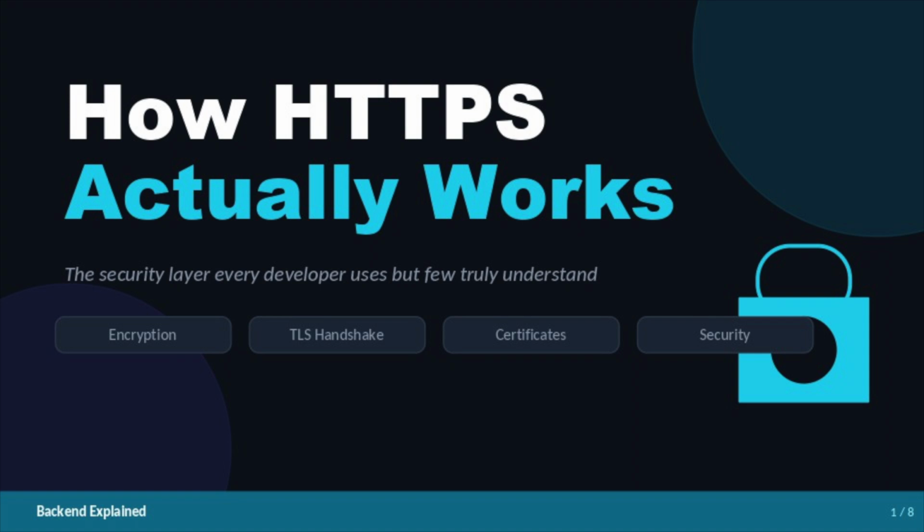Every single time you open Instagram, check your bank account, or buy something online, your data travels through hundreds of servers across the world. Most people assume it is safe, but here is the truth. Without HTTPS, anyone sitting on the same Wi Fi as you can read everything you send, your passwords, your messages, your card details, everything. So, how does HTTPS actually protect you? And why do most developers use it every single day without truly understanding what is happening underneath? That is exactly what we are breaking down today.